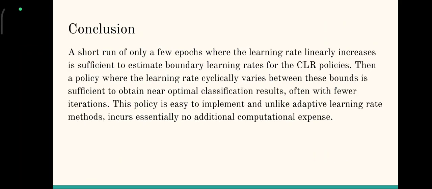In conclusion, a short run of only a few epochs where the learning rate linearly increases is sufficient to estimate boundary learning rates for the CLR policies. Then, a policy where the learning rate cyclically varies between these bounds is sufficient to obtain near optimal classification results, often with fewer iterations. This policy is easy to implement and, unlike adaptive learning rate methods, incurs essentially no additional computational expense.